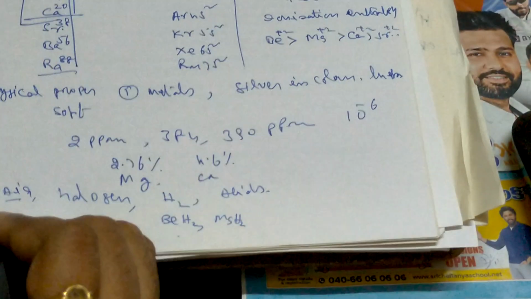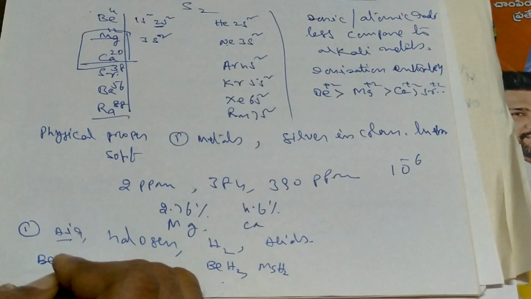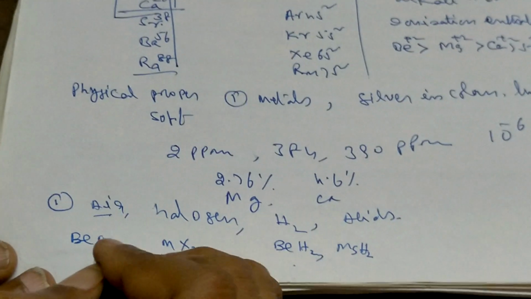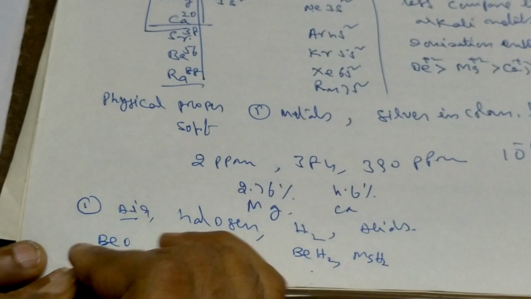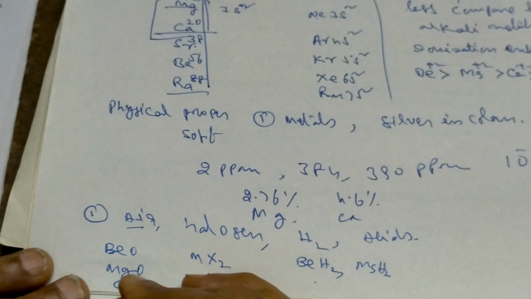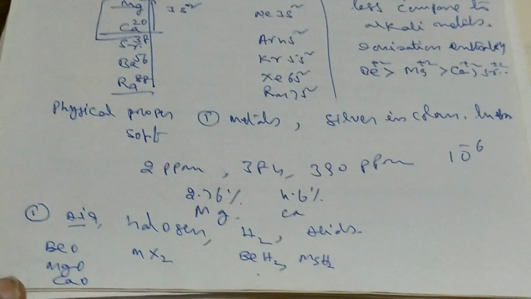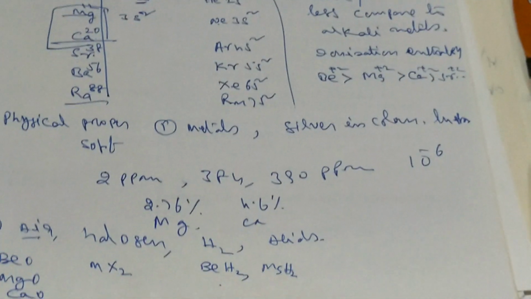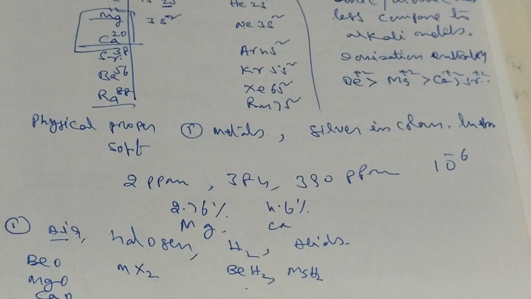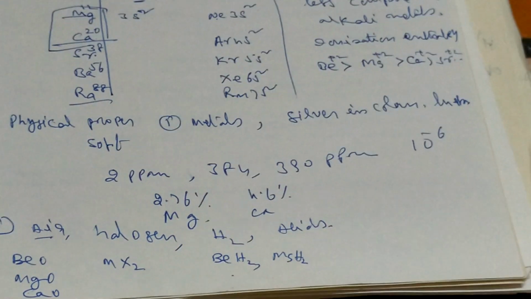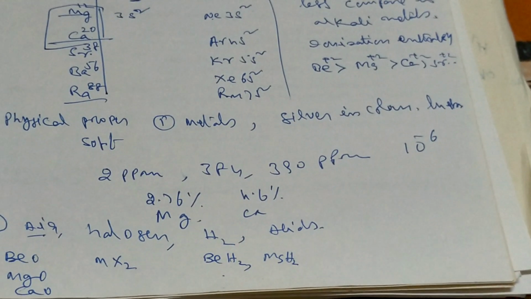And with air it will form the oxides, like beryllium oxide, magnesium oxide, calcium oxide. With nitrogen, it forms nitrides, like magnesium nitride. On reaction with hydrochloric acid, they will form the corresponding chloride, and hydrogen gas will be liberated. So they react vigorously and readily with acids like hydrochloric acid or sulfuric acid. Tomorrow we will see the other chemical properties.